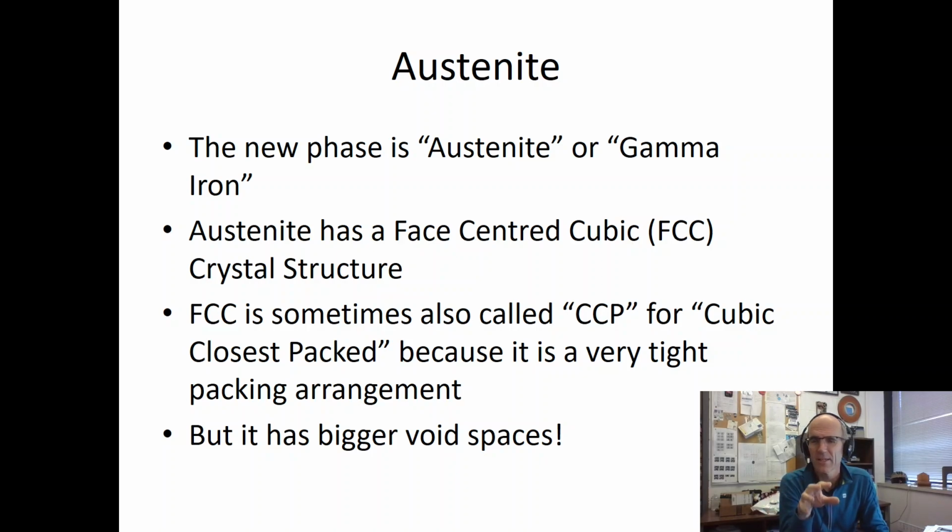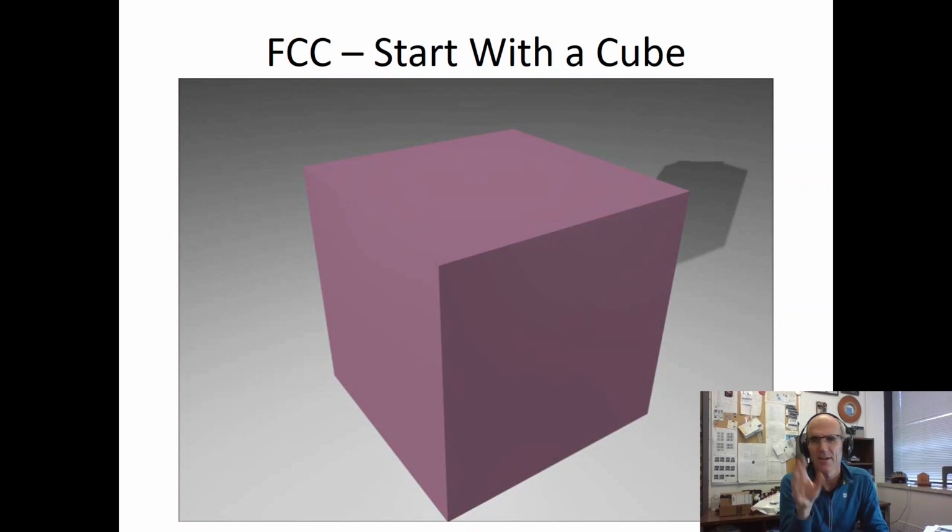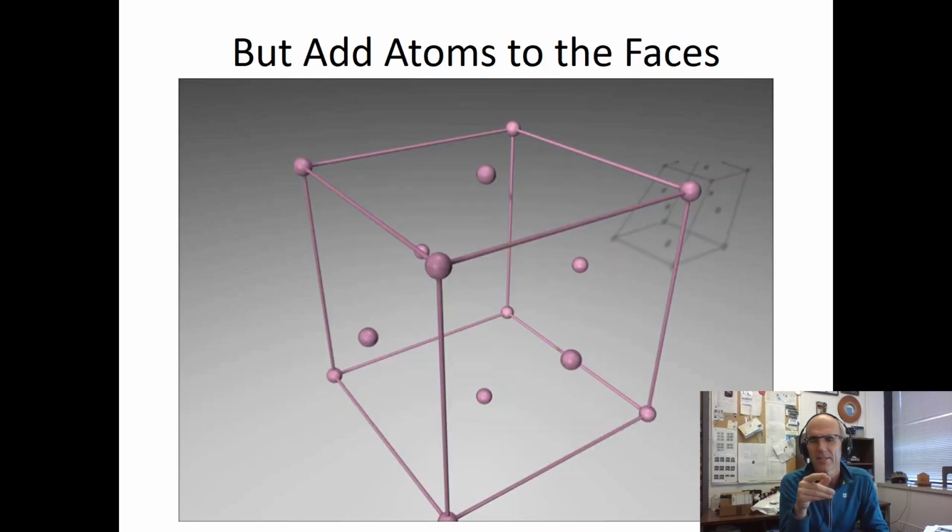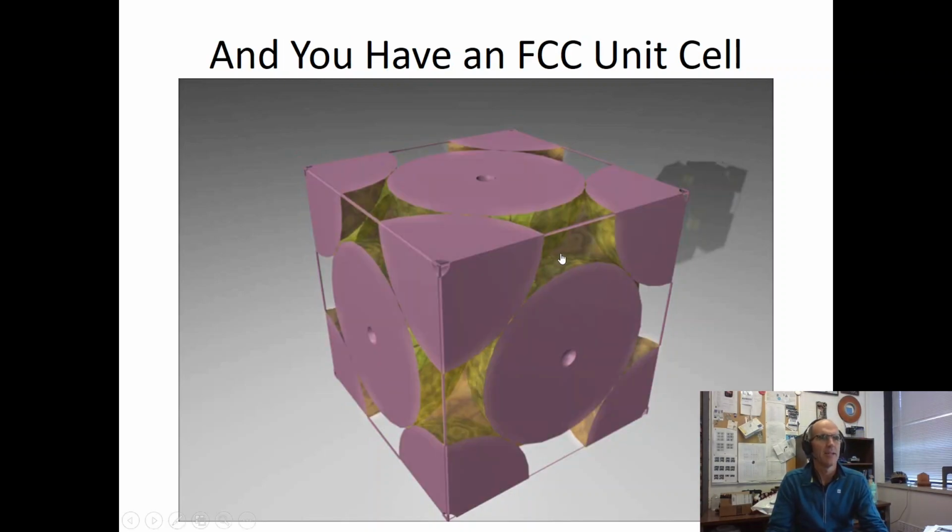So remember I was saying that the carbon didn't really fit into the interstitial voids in the ferrite. In the austenite, we're going to be able to tuck it in because in face-centered cubic, the structure is a little bit different. Again, you start with a cube, but instead of adding one atom to the middle, the atoms slot in on the faces. So here we've got a unit cell coming together.